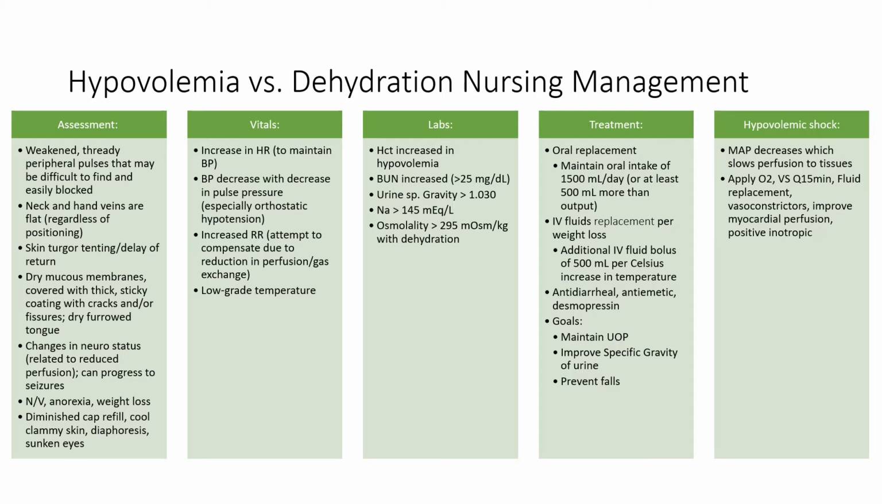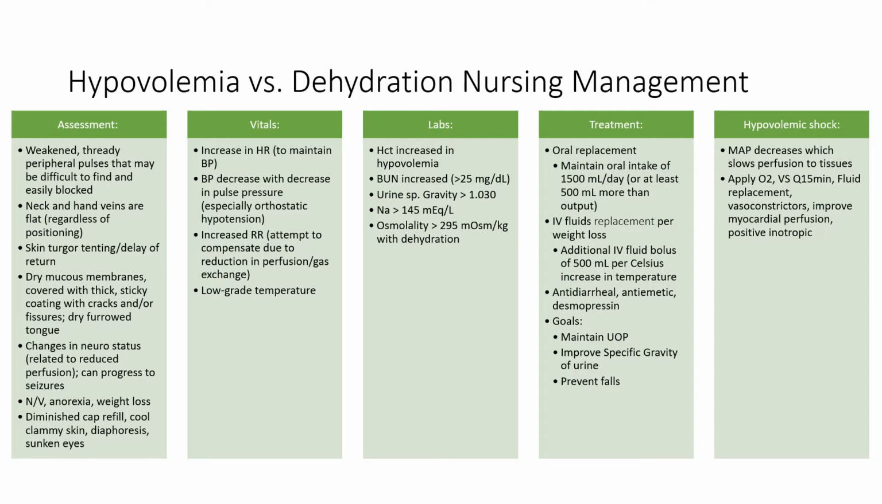So water usually follows sodium or vice versa. So we'll talk about sodium deficiencies in the electrolyte lecture and why this happens with this type of fluid deficit. Nausea, vomiting, anorexia, and then weight loss can also occur. We have a diminished capillary refill and cool, clammy skin, diaphoresis, and sunken eyes.